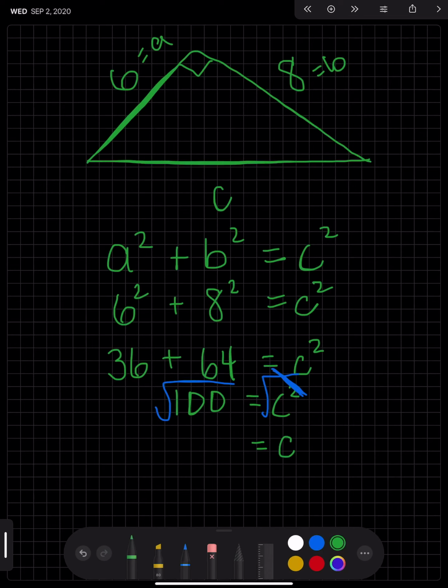And then the square root of 100, that's the radicand, and then the 100 underneath it. That's just saying what times itself gets me to 100. Well, 10 times 10 is 100. So our missing hypotenuse was 10. All right, that's what basic Pythagorean theorem looks like.